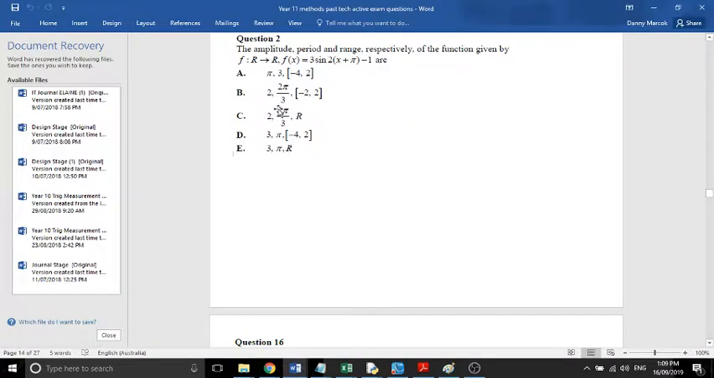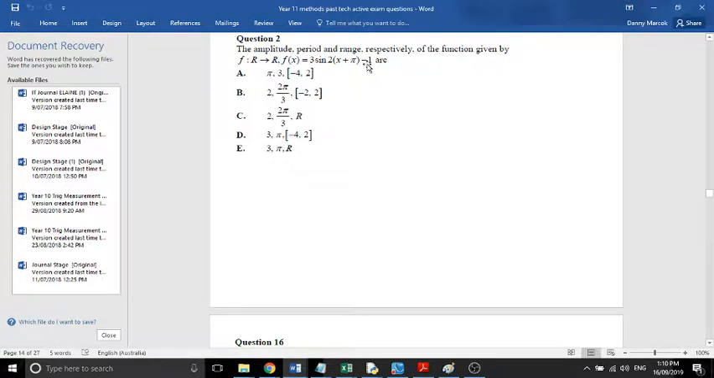And this question asks us to find the amplitude, period, and range of this function. Looking at it, we've got 3 as a coefficient of sine, so that means our amplitude is going to be 3. So it's going to be either this one or this one. And if we keep going, we know that our range is 3. We know that our graph goes from 3 to negative 3.